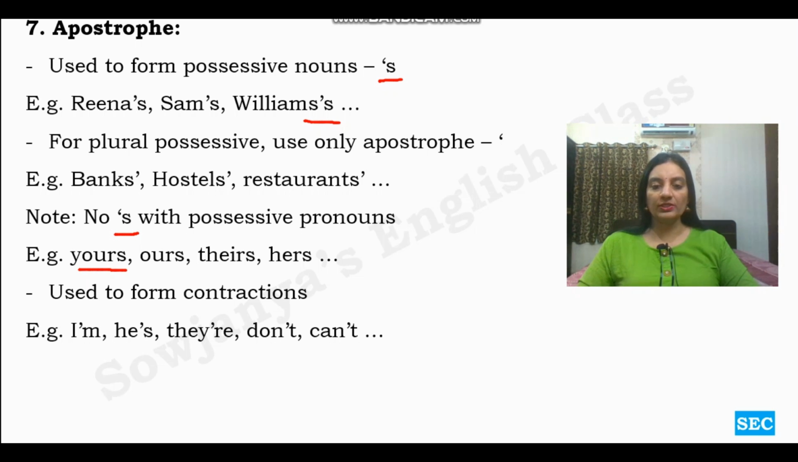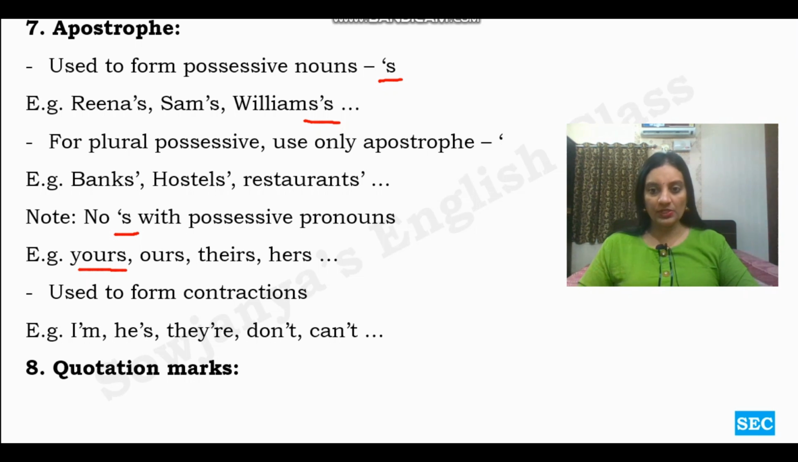Don't, do not. O is omitted. Can't, cannot. So here two letters are omitted, N and O. When we write cannot, we are not supposed to write the double N. Cannot. So it is omitted over here.